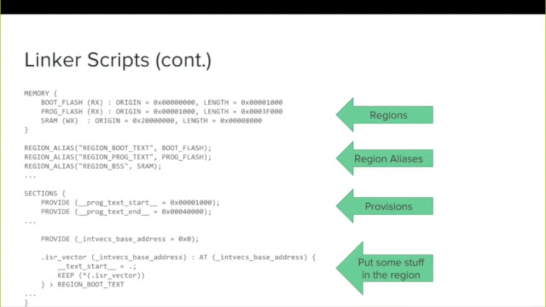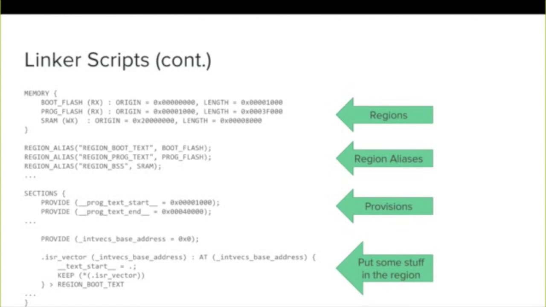We alias SRAM as region BSS, so we have regions for all of the sections we define, where we have the BSS section, the data section, and so on. So we define aliases for each of them, so there's nice parity between the names we use and what they refer to. But this is totally unnecessary. We could just use SRAM, prog flash, and boot flash here, but it's convenient to have a different name for it if we wanted.